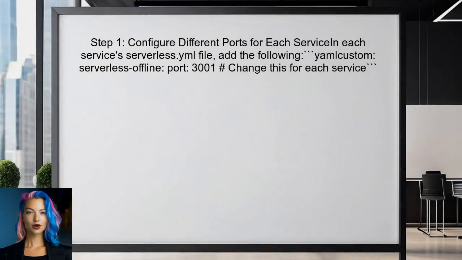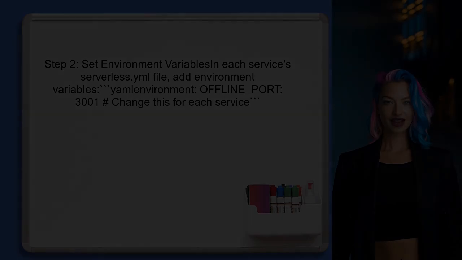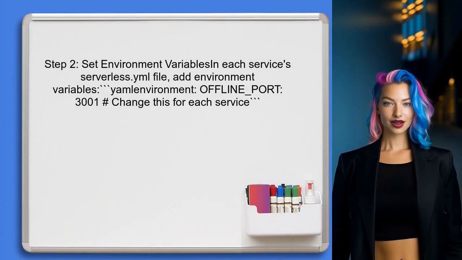To handle multiple API gateways with the Serverless Offline plugin, the user should first configure each service to run on a different port. This can be done by specifying the port in each service's configuration file. Next, the user should ensure that the environment variables are set correctly. This means hard-coding the port numbers in the environment variables for each service, allowing access when the application is running offline.